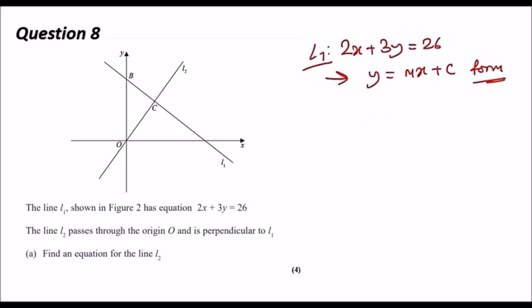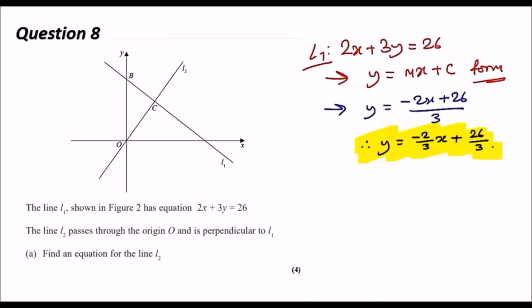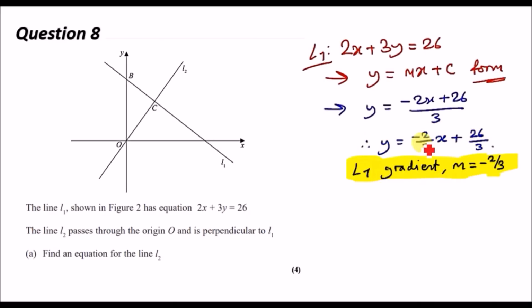Now what I did, I wrote L1 over here. I said, okay, let's rearrange into the y equals mx plus c form. And to do that, you need to subtract 2x and then divide by 3. So it's going to look a bit like this: minus 2x divided by 3. Just separate them into two different fractions. So you get minus 2 over 3x and 26 over 3. So this means that the gradient for the line L1 is clearly minus 2 over 3, because of the m value here representing it.